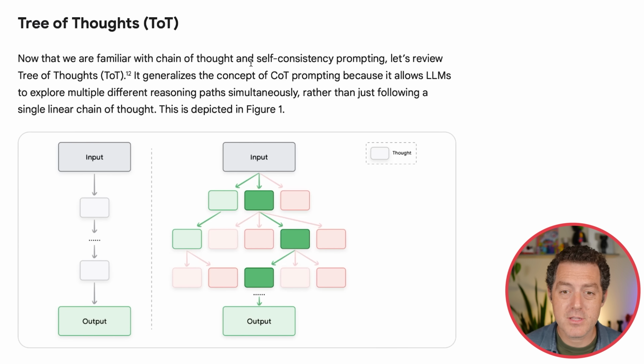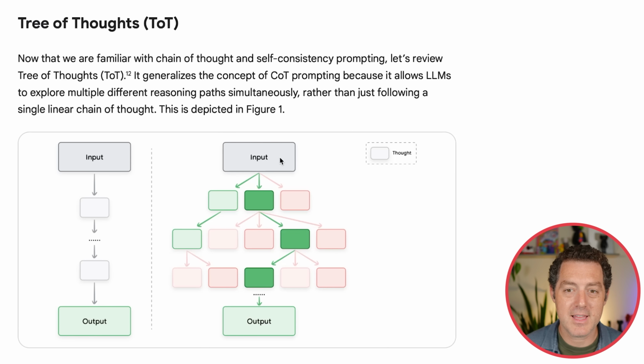So now that we're familiar with chain of thought and self-consistency, let's talk about tree of thoughts. It allows LLMs to explore multiple different reasoning paths simultaneously rather than just following a single linear chain of thought. Here's what it looks like. So here is chain of thought: input, the different steps, and then the output. But here is tree of thought. You have an input, and then it tests at each step different outputs that lead to the next set of outputs that finally lead to the final output. And this is using a combination of self-consistency and chain of thought.